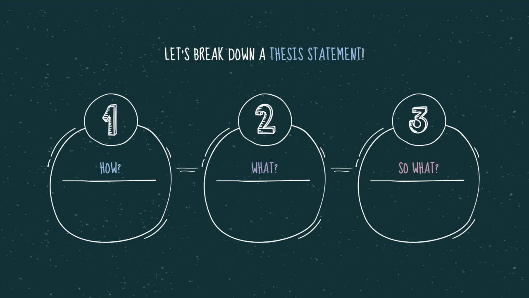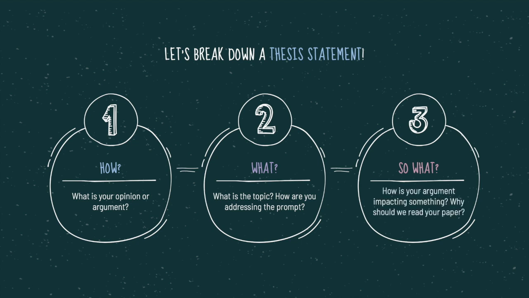So let's break it down. There are three parts of a thesis statement: the how, the what, and the so what. First, the how is, what is your opinion or argument? The what is the topic, and how are you addressing the prompt? And three, the so what. How is your argument impacting something? Why should we read your paper?